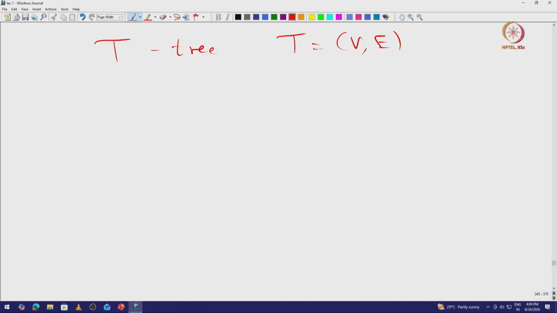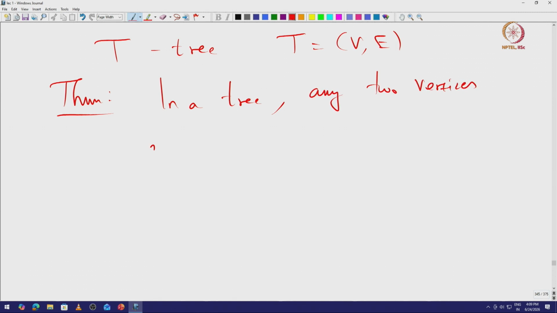So, in a tree, if we take any two vertices, they must be connected by a unique path. That is one important characterization of a tree. So, in a tree any two vertices are connected by a unique path. Why is this true?